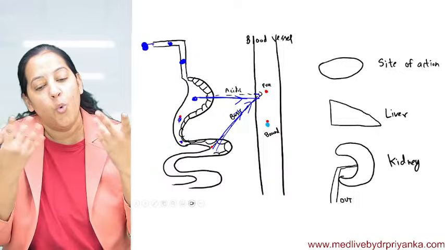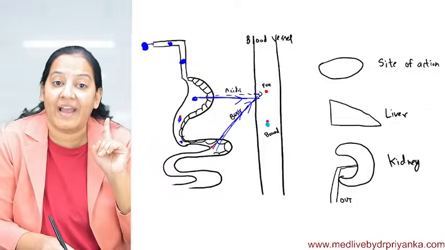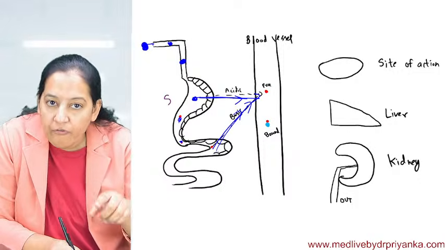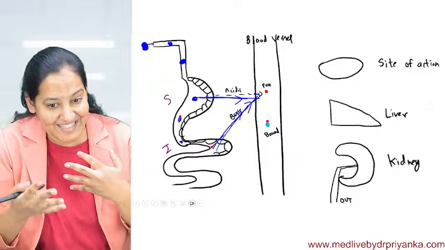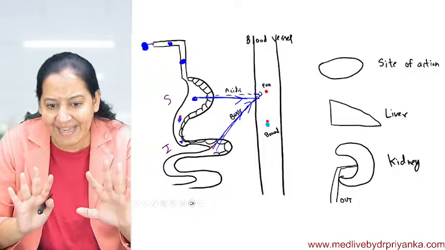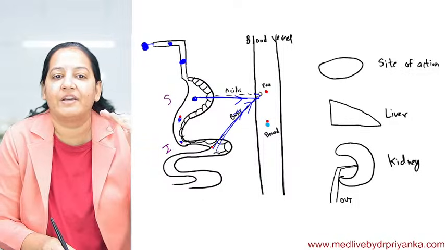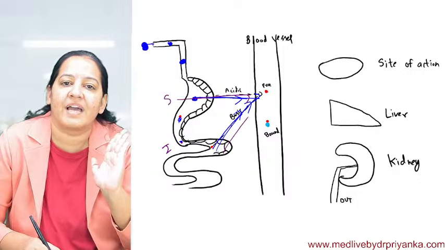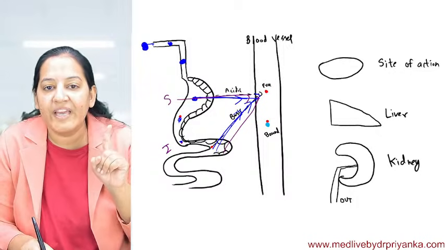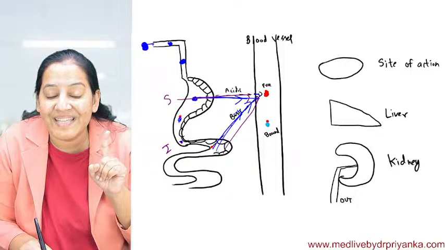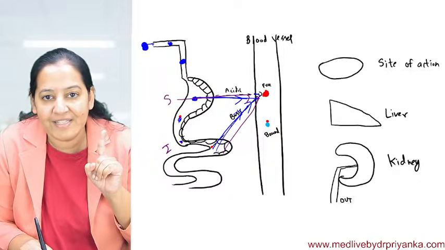Whatever the drug is, it gets absorbed either from the stomach or from the intestine, depending on whether the drug is acidic or basic in nature. So where does the drug reach after absorption? After absorption, the drug reaches the blood, through the mesenteric blood vessels.